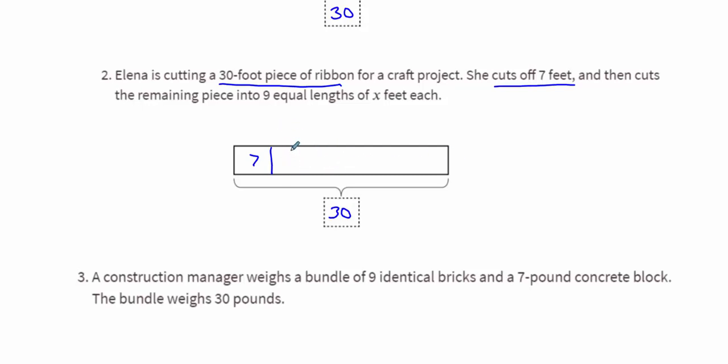So I want to split this up into 9 equal parts. And then we have x feet in those parts. So she has a total of 30 feet. That's all of this. And that 30 feet consists of 7 feet plus 9 equal parts with x feet in them. So this x represents our 9 equal lengths.